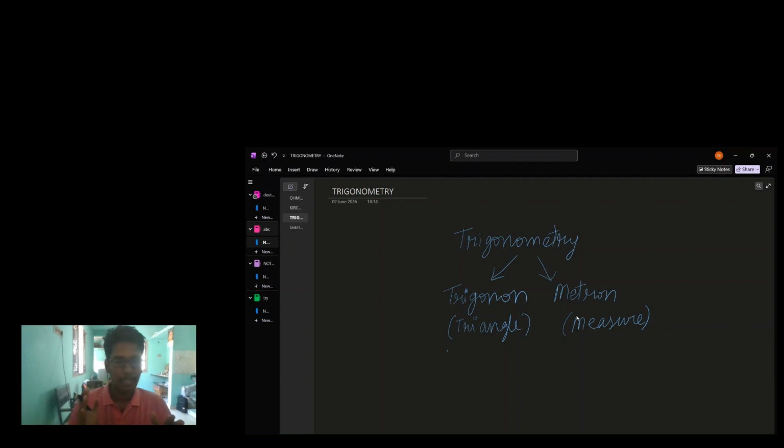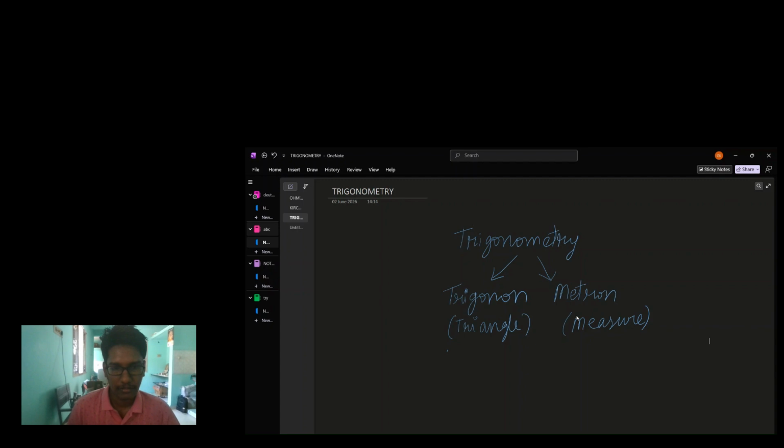Trigonometry is derived from two different Greek words, trigon and metron. Trigon means triangle and metron means measure. So it deals with triangle measuring, and trigonometry deals with finding the unknown quantities with the known quantities of a given triangle.